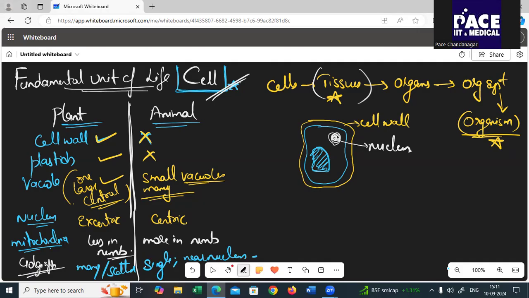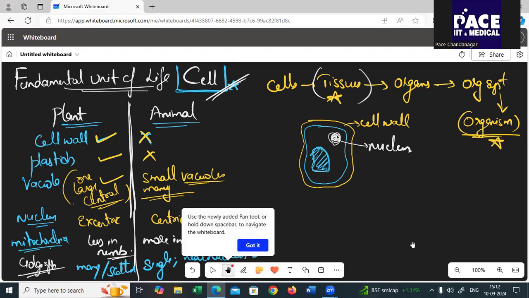The Golgi apparatus or Golgi body, we say, is near the nucleus. Whereas in plant cells you have many, because plant cells prepare their own food, right? So you need a lot of protein content dispatched in small packets. Packaging industry, that is what the Golgi apparatus does. All right, so these are the major differences between the plant cell and animal cell.